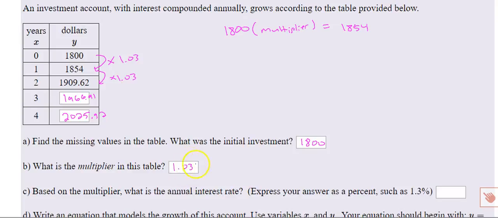And so based on the multiplier, we can figure out what the interest rate is. If I look at this, thinking in terms of percents, as a multiplier, I could convert this to 103%. So it's like I have all my money at the end. I have 100%, but I've gained 3%. And that is my interest rate, 3%.